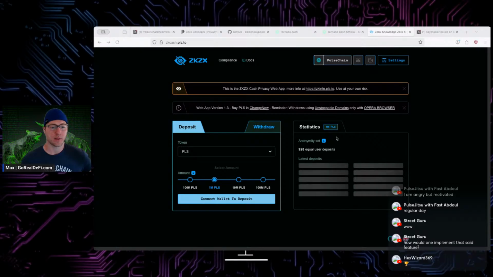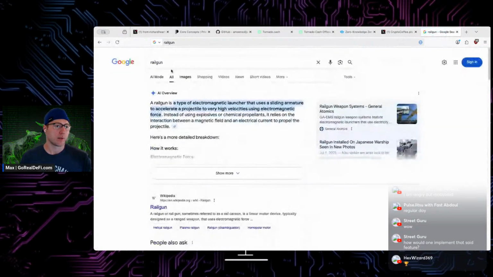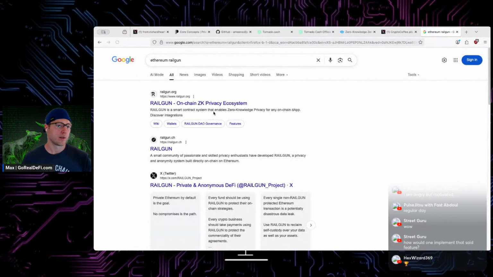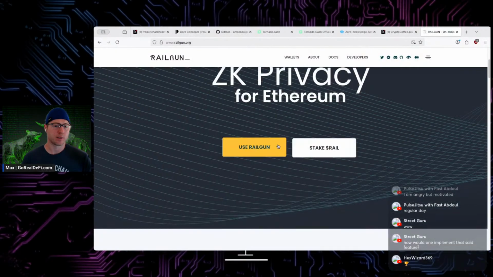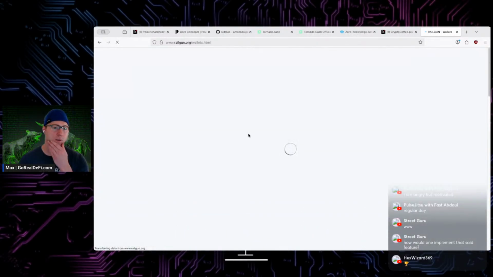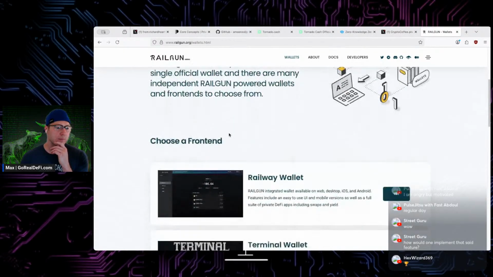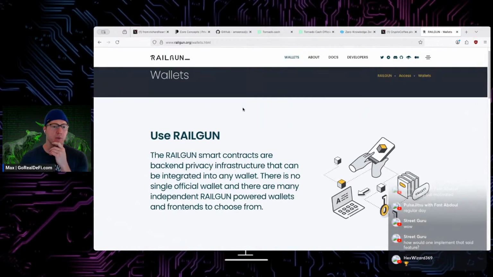Let me hop around a little bit. I think Railgun is the one, so let's go to Railgun real quick. Railgun, Ethereum. On-chain ZK privacy. This one does shielding and unshielding. Let's see, use Railgun, choose a front end, Railway wallet. So there's even a wallet for it. This one, I think you can do private DeFi stuff.